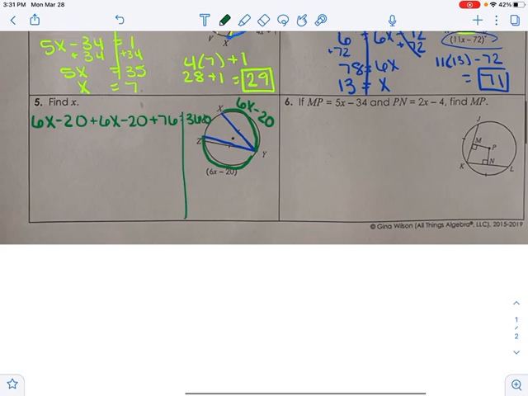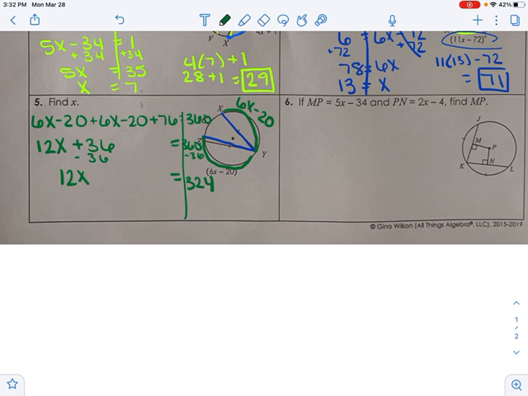We would get 12x, 76 minus 20 is 56, minus 20 is 36, equals 360. Subtract the 36 from both sides. 12x equals 324. Divide both by 12, and x should equal 27. Okay, so that one's a little bit different.